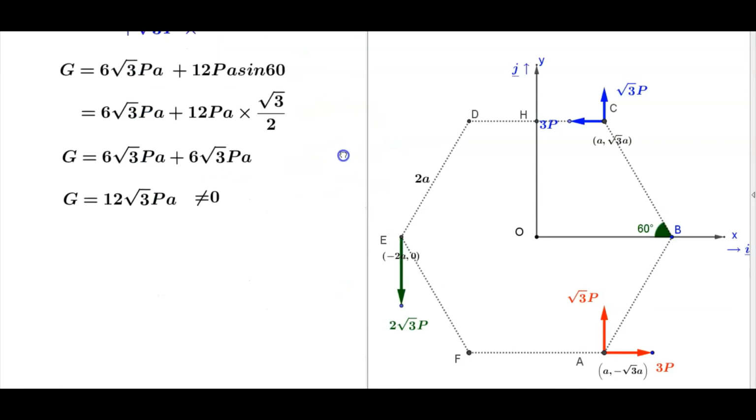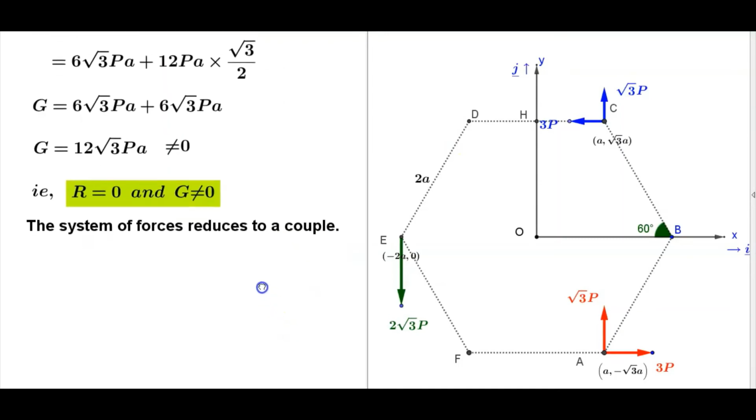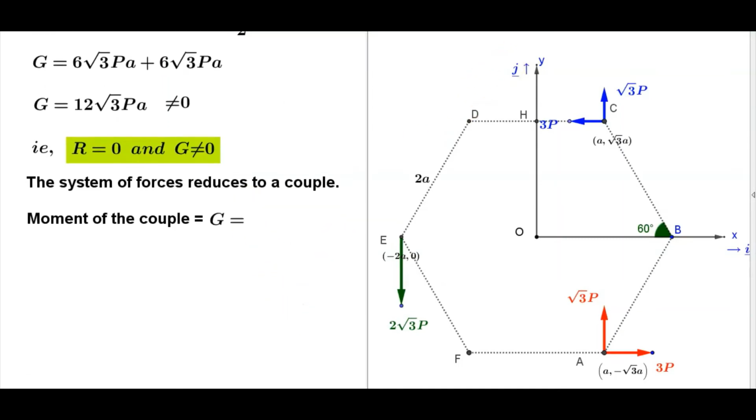Therefore, R is equal to 0 and G not equal to 0. The system of forces reduced to a couple. Moment of this couple is G, magnitude of 12 root 3 Pa. Next part.